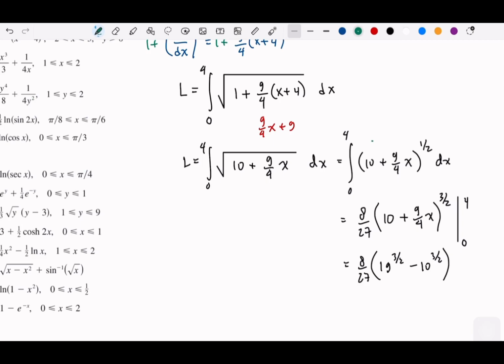So if you want to check, you can substitute using, let's say u is 10 plus 9 over 4x, right? So du is 9 over 4 dx. And then you exchange, this dx is 4 over 9 du. So 4 over 9, you multiply with this 2 over 3. 4 times 2 is 8, 9 times 3 is 27, right? I hope you can try this. If you are not convinced, you can try it while you are reviewing calculus 1.